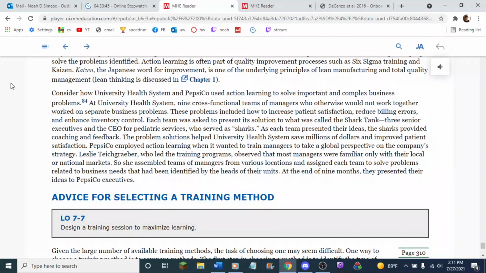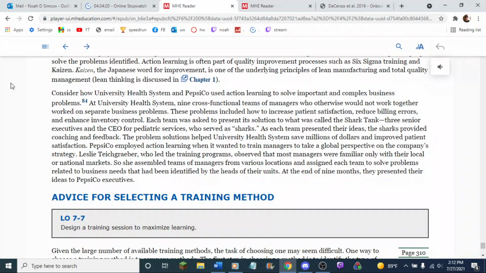Consider how University Health System and PepsiCo used action learning to solve important complex business problems. At University Health System, 9 cross-functional teams of managers who otherwise would not work together worked on separate business problems. These problems include how to increase patient satisfaction, reduce billing errors, and enhance inventory control. Each team was asked to present its solution to what was called the Shark Tank: 3 senior executives and the CEO for Pediatric Services, who served as sharks. As each team presented their ideas, the sharks provided coaching and feedback. The problem solutions helped the university save millions of dollars and improved patient satisfaction.